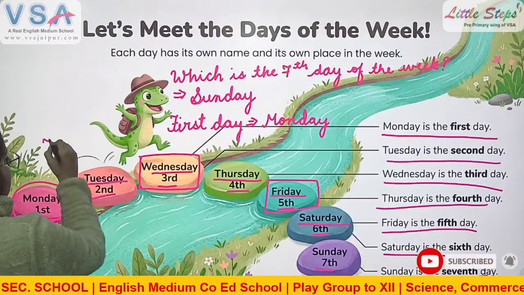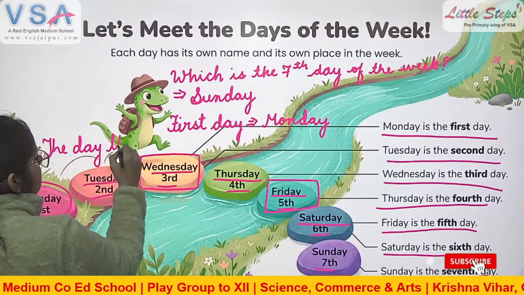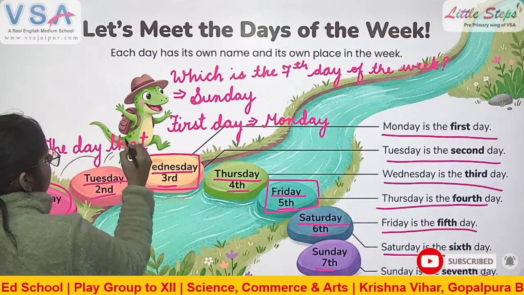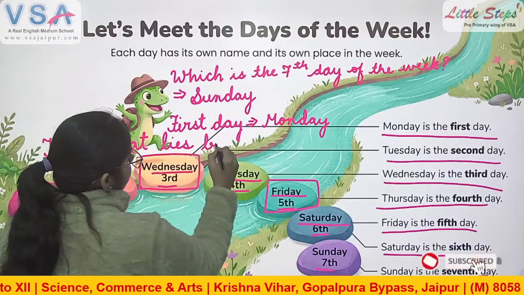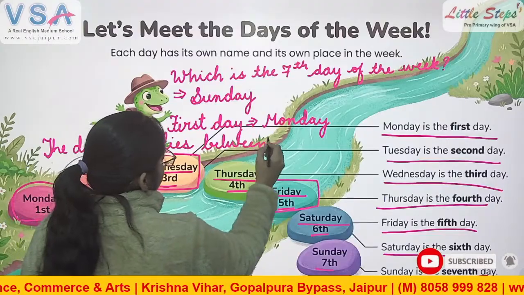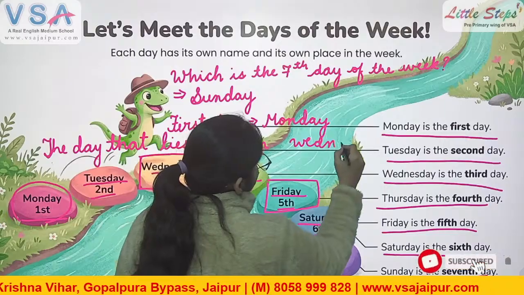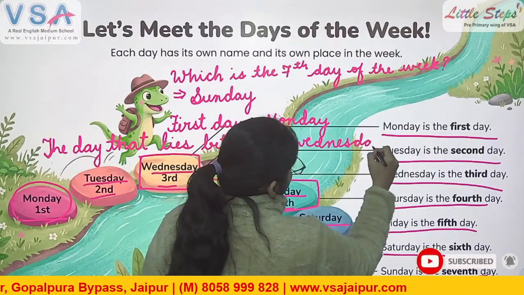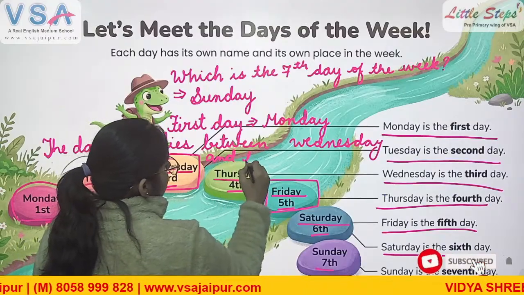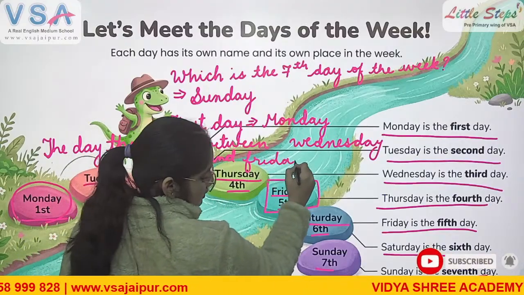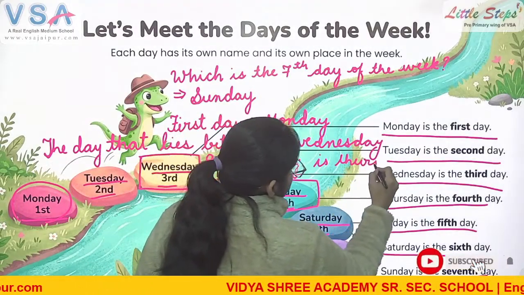So we can write the day that lies between Wednesday and Friday. वेंसडे और फ्राइडे के बीच में कौन सा दिन आता है? Wednesday and Friday is Thursday. So the answer is Thursday.